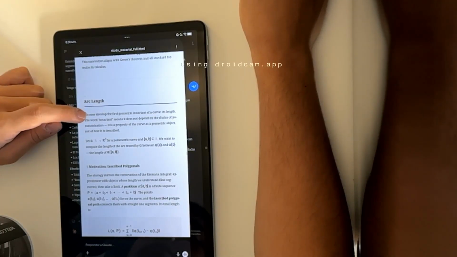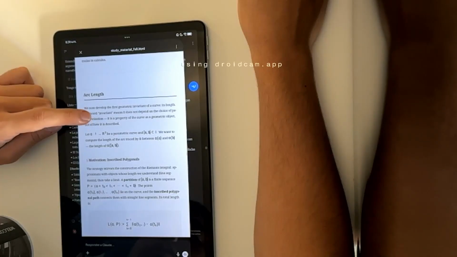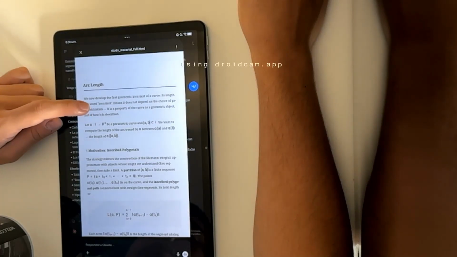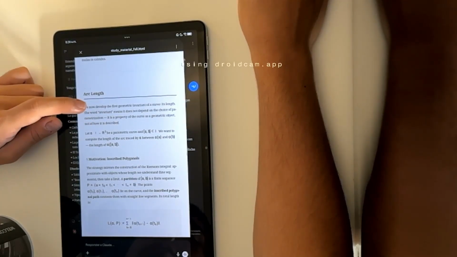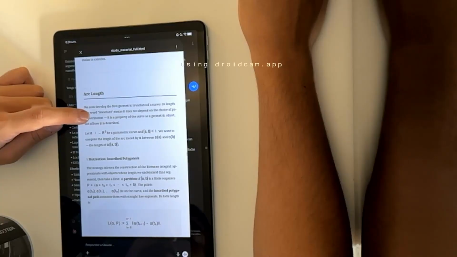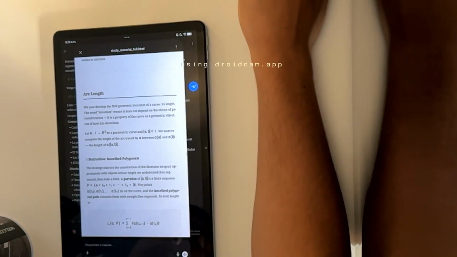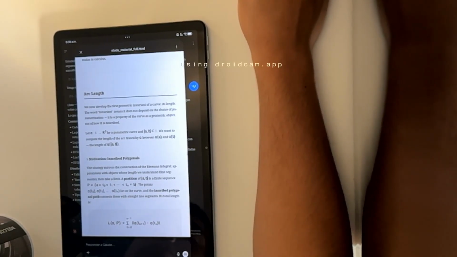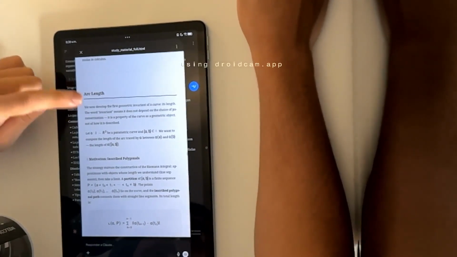Let alpha from I to R^3 be a parametric curve, and the interval [a, b] be a subset of I. We want to compute the length of the arc traced by alpha between alpha of a and alpha of b.